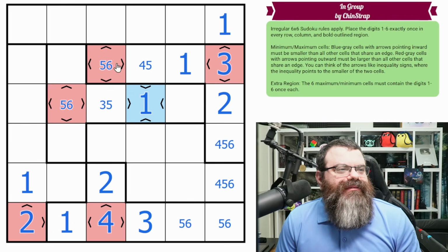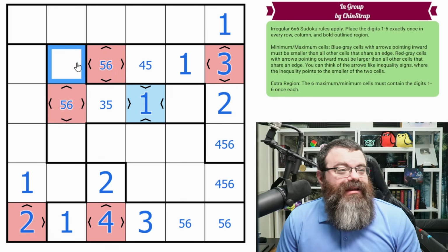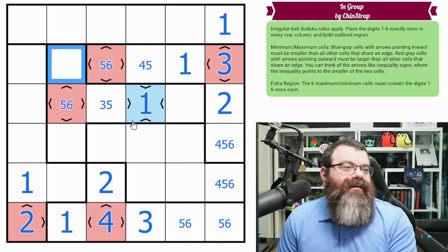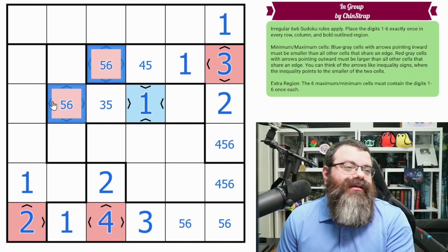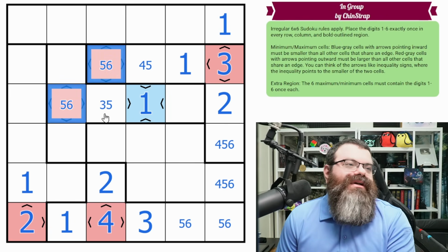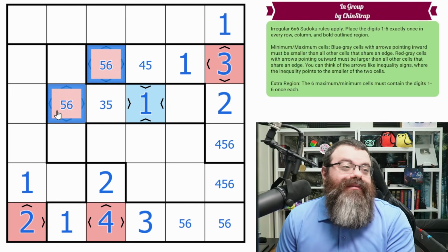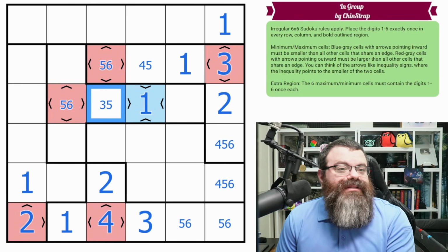What do we do next? Should we look at... This is a 5, 6 pair. So this cell here can't be 5. Okay, it can't be 5. It sees a 5, 6 pair. And so 5 is not going to be smaller than whichever one of these two ends up 5. The reason it's a pair is because of our extra region, right? Otherwise it wouldn't necessarily be a pair, but it has to be because of the extra region here, 1 through 6. So this is a 3.